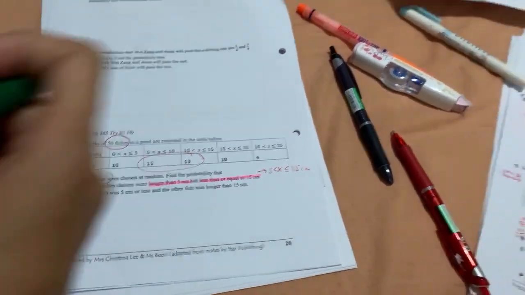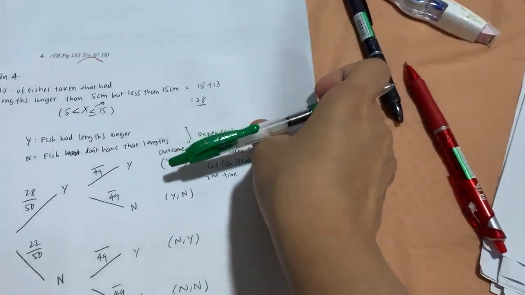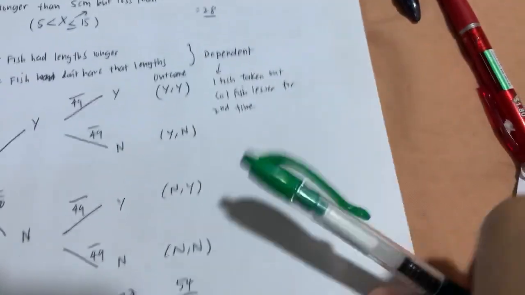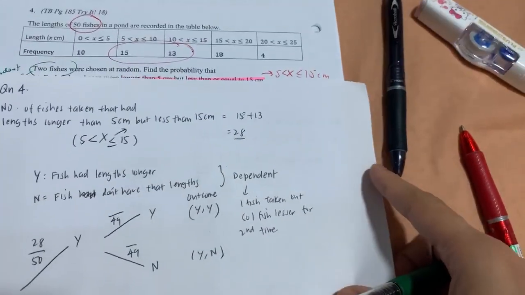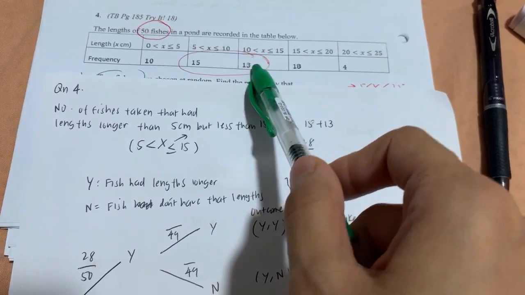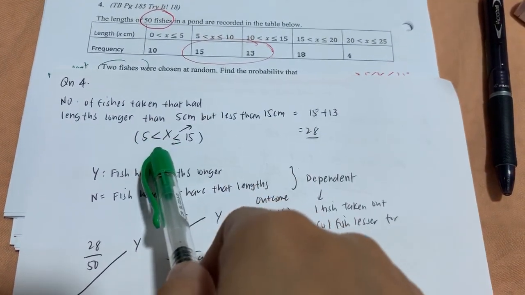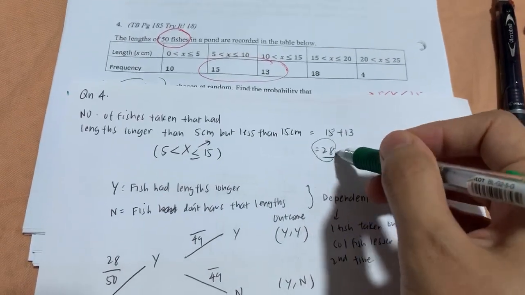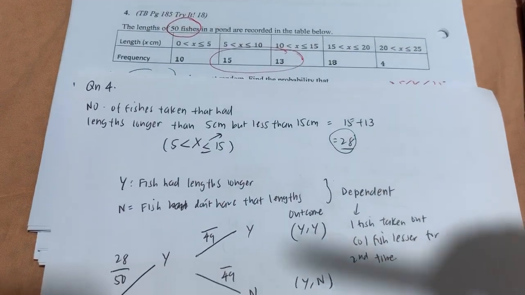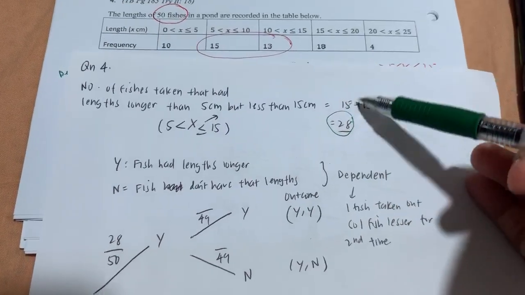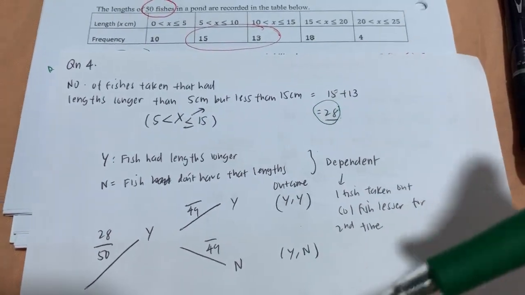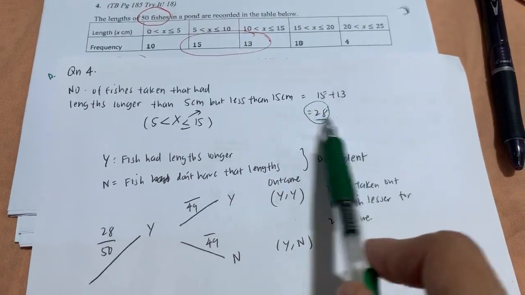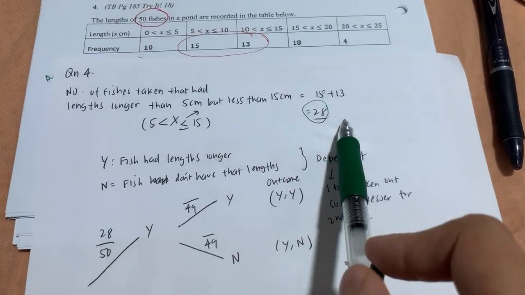Now we look at the scenario. I've already worked out the question here. You worked out just now the probability that you want, which is x greater than 5 but lesser or equal to 15. You have 28 fishes in that range. So you want that, or you don't get it at all. Y represents the fish that has this length, and N represents the fish that doesn't have this length.